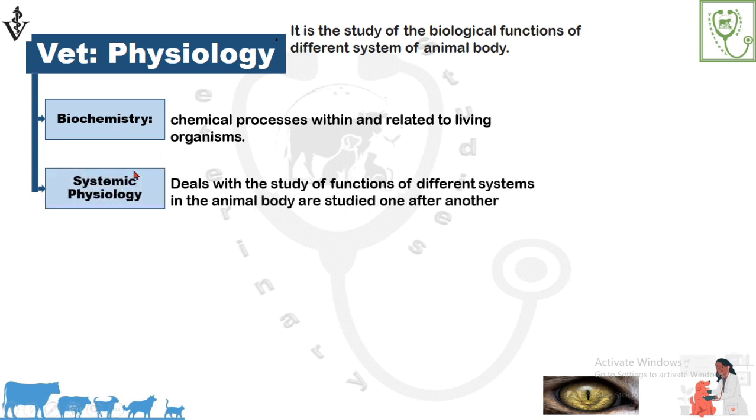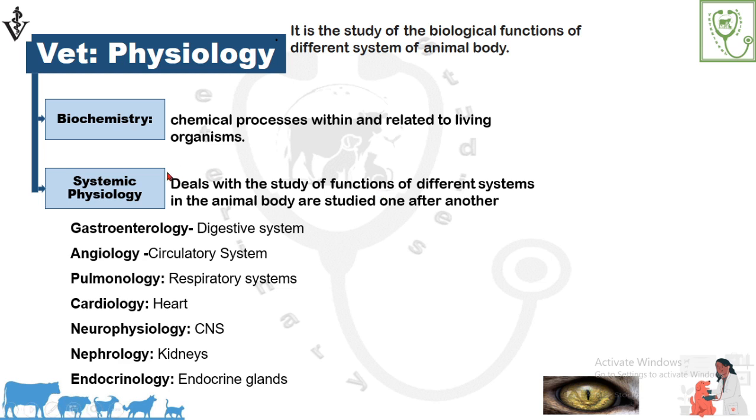The second one is systemic physiology. In this we study the functions of the different systems of the animal body separately. So based on the different systems of the animal body, systemic physiology is divided into gastroenterology.